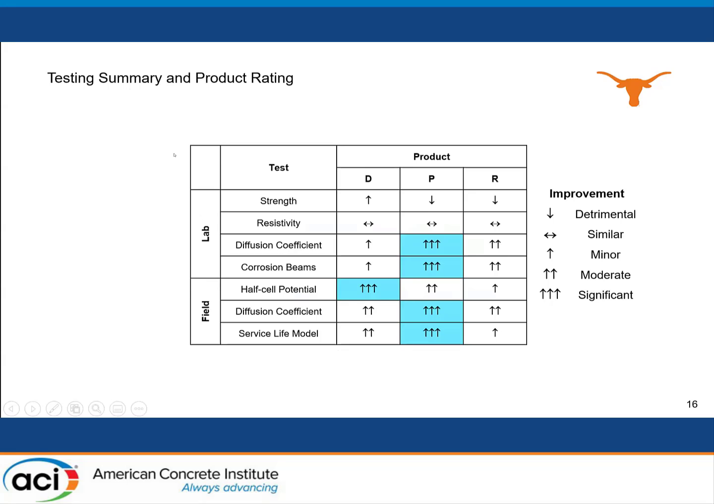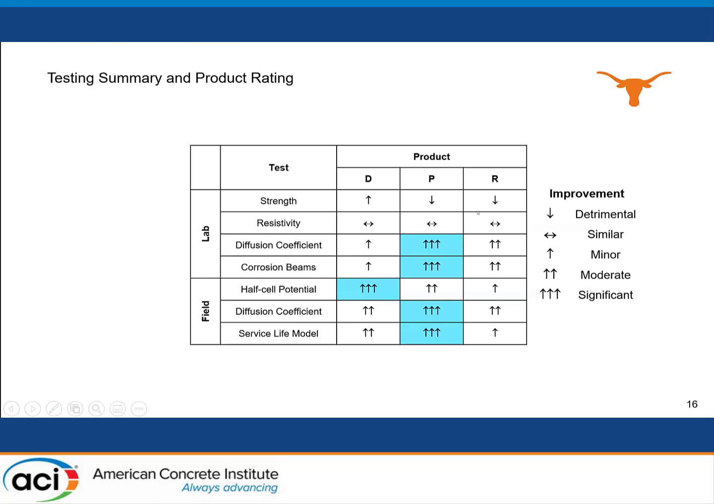This is a summary of the testing that we did. I just presented a very select few tests, but we did strength, resistivity, diffusion, half-cell, and service life models. In summary, I'll say that product P, the nitrate product, did a tremendous job in lowering diffusion coefficients, and that greatly improved the service life model. The nitrite product, product D, is doing fairly well in terms of the half-cell potential. So we'll have to see if that is maintained for the longer life of the specimens.